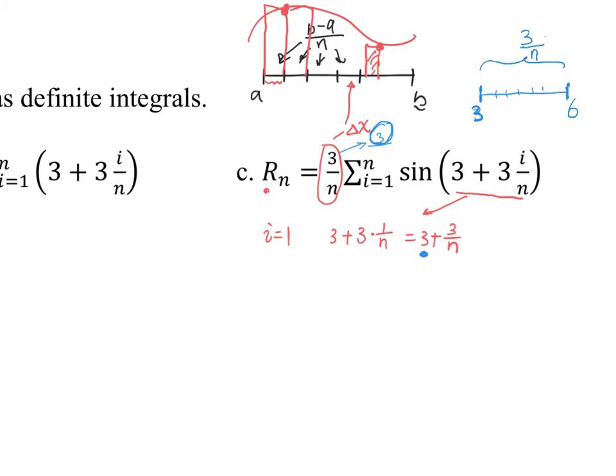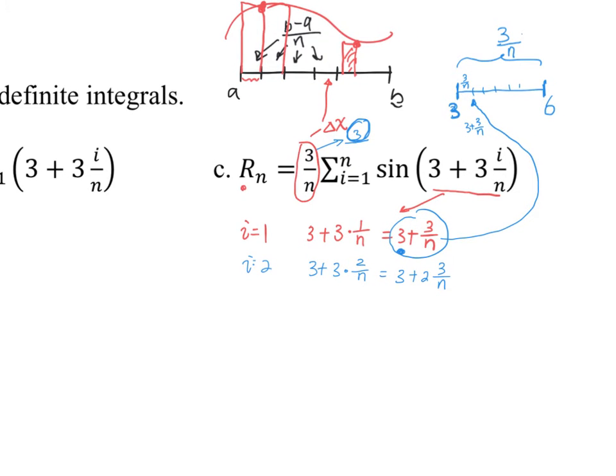Because this is a right Riemann sum, this is supposed to be the right endpoint of my first interval, which is 3 plus 3 over n, exactly what it is. Now when i is 2, 3 plus 3 times 2 over n, which is 3 plus 2 times 3 over n. I would like to rewrite it that way. And take a look at what we have here. This is 3 plus 3 over n, and the width of the second interval is 3 over n again.